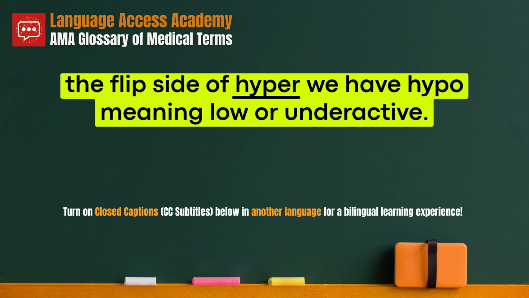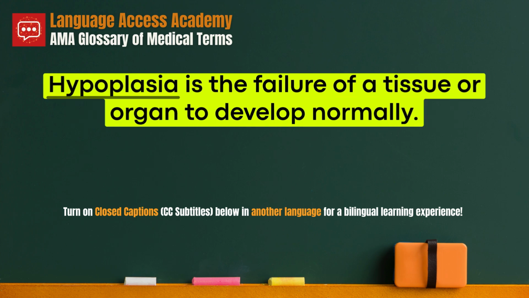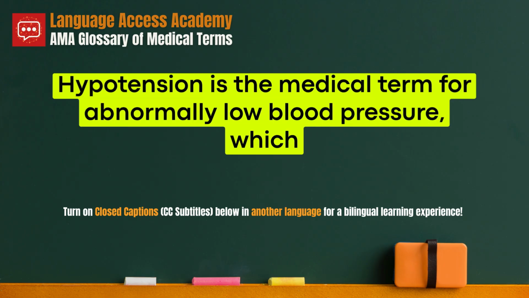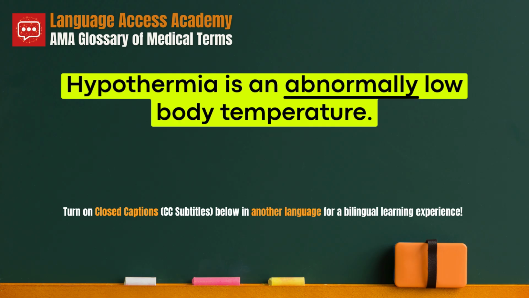On the flip side of hyper, we have hypo, meaning low or underactive. Hypoglycemia refers to abnormally low levels of glucose in the blood. Hypoplasia is the failure of a tissue or organ to develop normally. Hypotension is the medical term for abnormally low blood pressure, which results in reduced blood flow to the brain, causing dizziness and fainting. Hypothermia is an abnormally low body temperature.